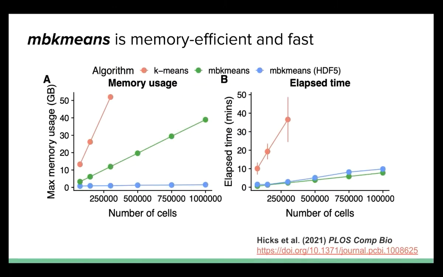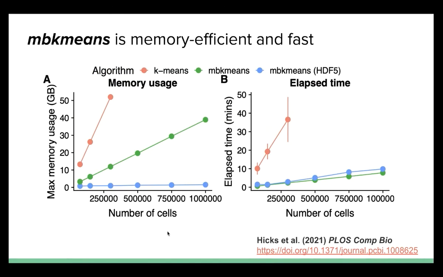So next I want to demonstrate some of the advantages of mini-batch k-means. I'll state up front that mini-batch k-means is both memory efficient and fast. So we started with a data set with 1.3 million cells or observations, and we downsampled to data sets of sizes starting on the x-axis from 75,000 to 1 million observations or cells. And on the y-axis, I'm showing you the max memory used in figure A and the elapsed time in minutes in figure B. And the three algorithms I'm comparing are k-means in red, mini-batch k-means with data stored in memory, and mini-batch k-means with data stored on disk using an HDF5 file.